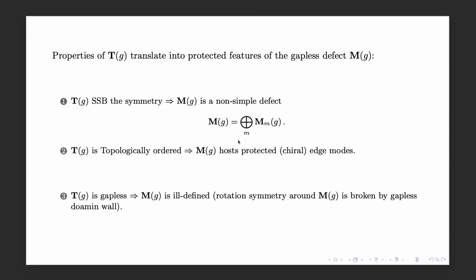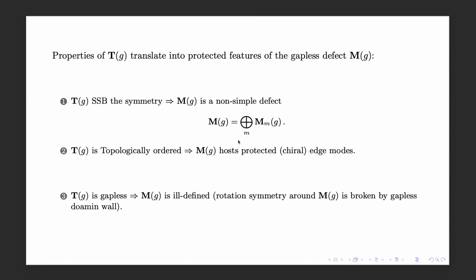So the first is, if T of G spontaneously breaks a symmetry, so these were just the edge modes of the tau G, then the monodromy defect is non-simple. This means that it's the direct sum of many defects, and each defect corresponds to a vacuum of this theory. For example, if you break charge conjugation, you have two vacua here, and this corresponds to the fact that these defects are a sum of two. Or you can just take a single one and it will break a similar pattern.